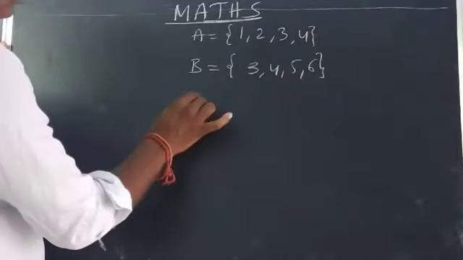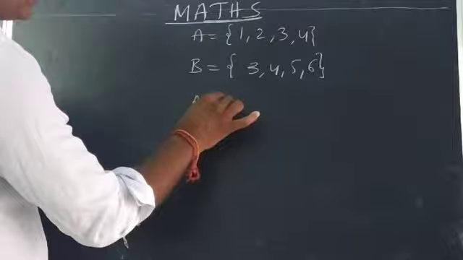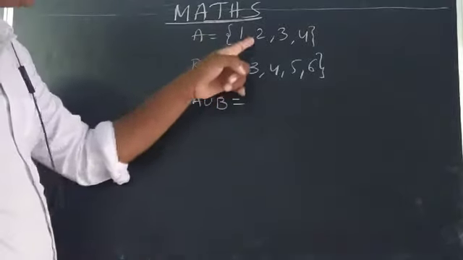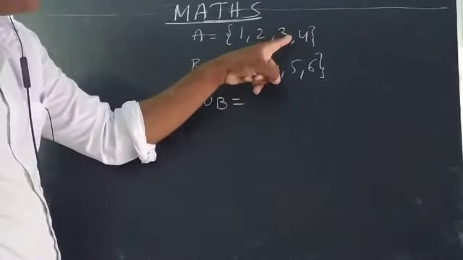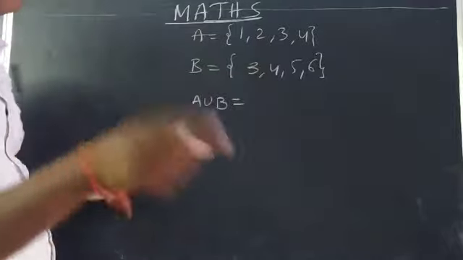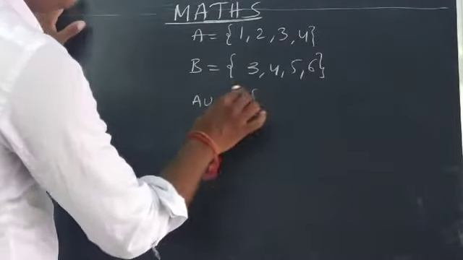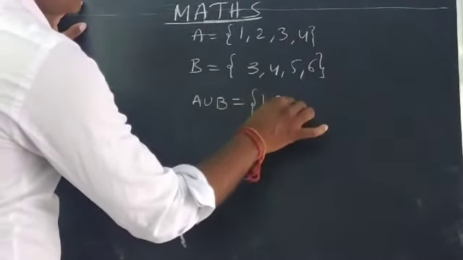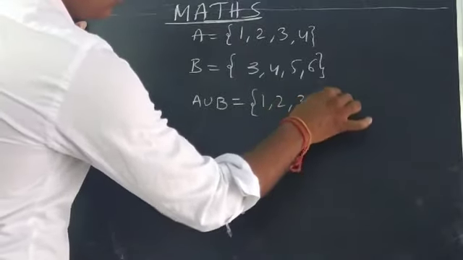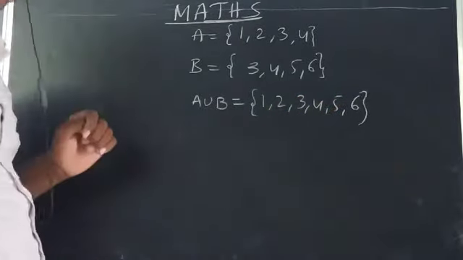Right. We have A and B. I am finding A union B. What is A union B? Write all elements of A and B, and whenever you have common elements, write them only once. Okay. What is the A union B set here? 1, 2, 3, 4, 5, 6. That's all. This is A union B.